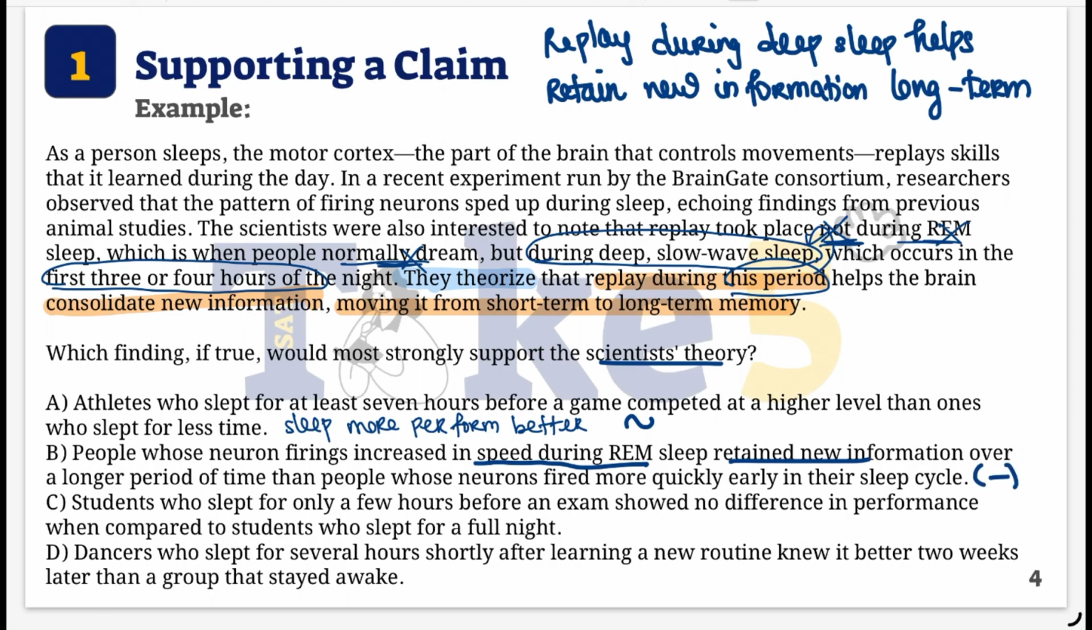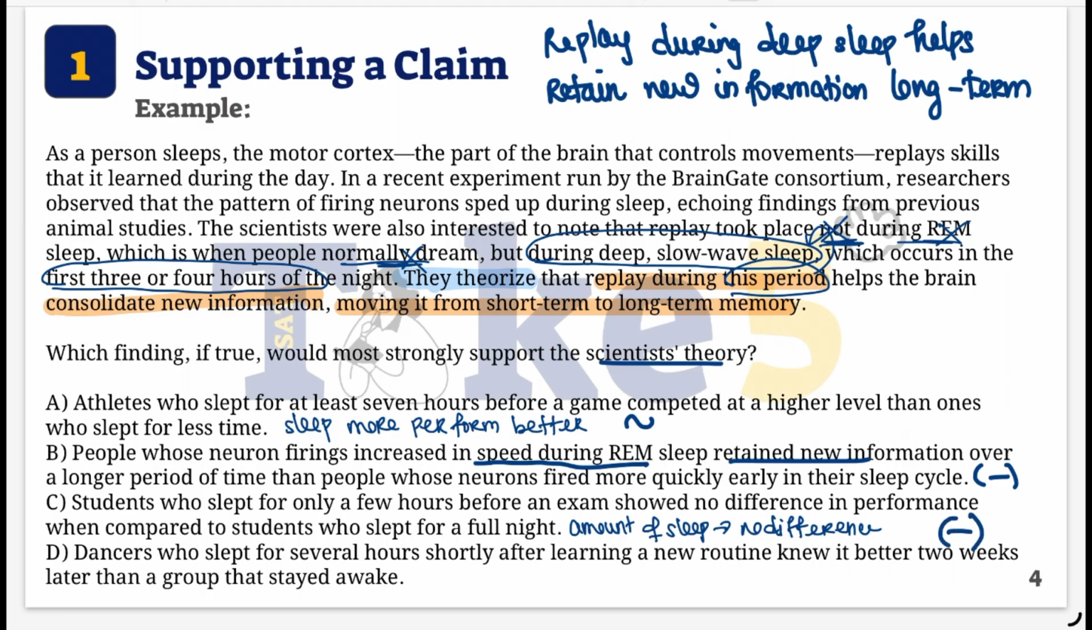C is technically like what A says, but in the opposite direction, stating that the amount of sleep doesn't make a difference in performance. You can argue that retaining new information means better exam performance, but the theory also focuses on long-term memory and how sleep can affect this ability, while answer C undermines the effect of sleep. So put a negative sign here.